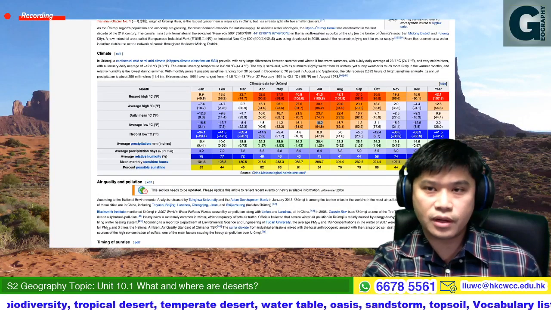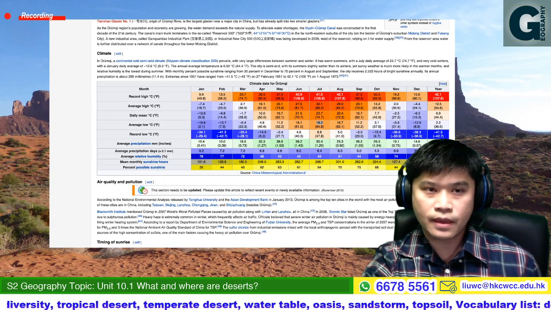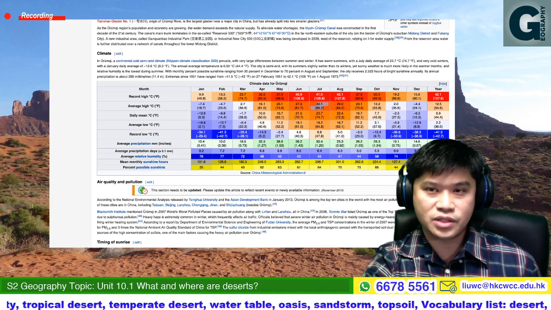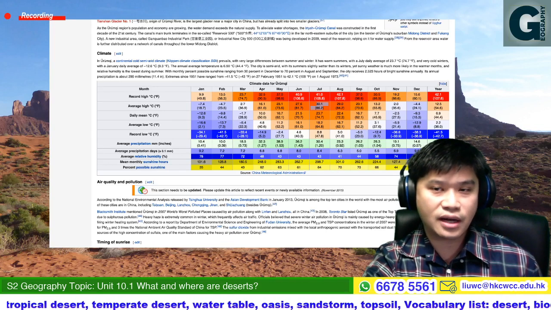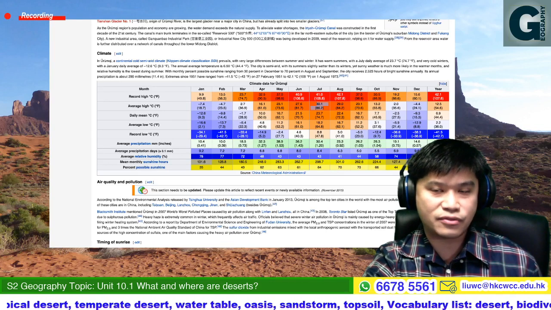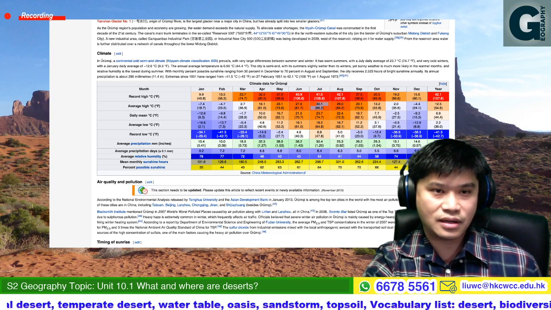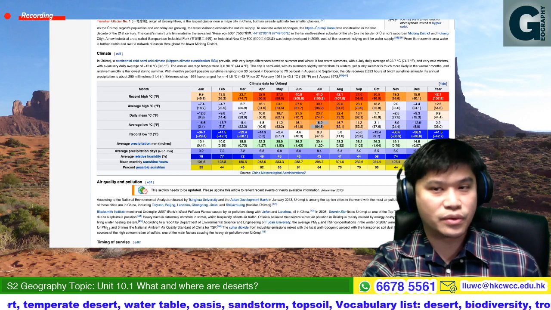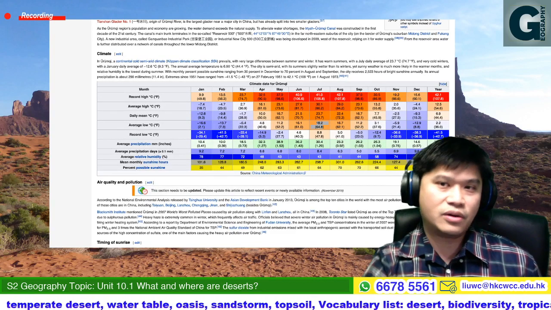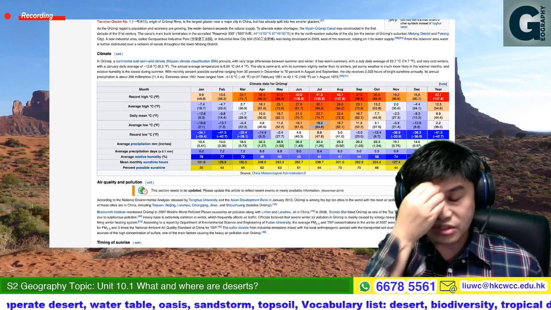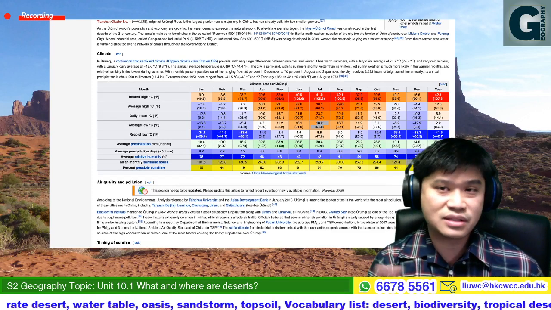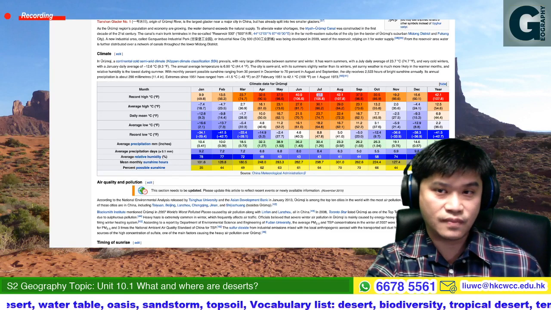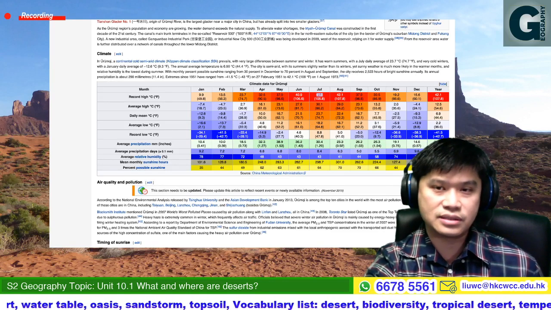So let's have a look at summer first. The average temperature in Urumqi in summer, the average high could be as high as 30 degrees Celsius, and the average low is 18.2 degrees Celsius. So I would say it's like summer in Hong Kong, 30-something degrees Celsius. Sometimes it could be as high as 40. So it could be hot in summer.